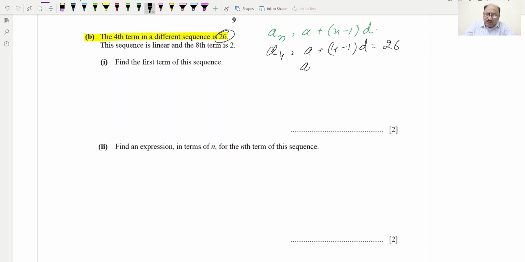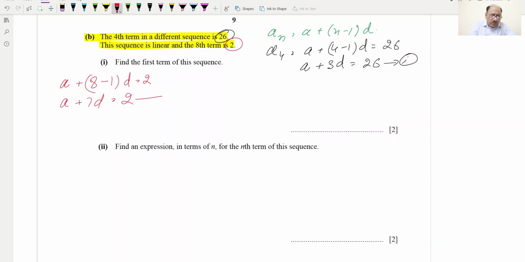So our equation will be A plus 3D is equal to 26. This will be our one equation. Now the further information is that the sequence is linear and the eighth term is 2. So the eighth term is 2. We can write for the eighth term A plus (n minus 1), which is 8 minus 1, into D, is equal to 2. So we can simplify: A plus 7D is equal to 2, and this will be our second equation.